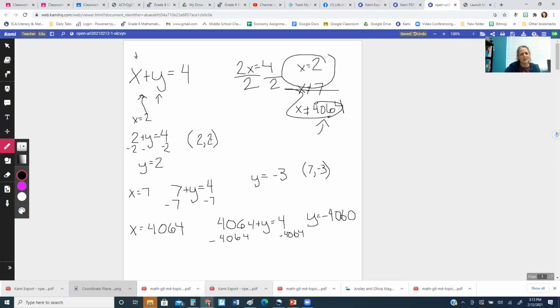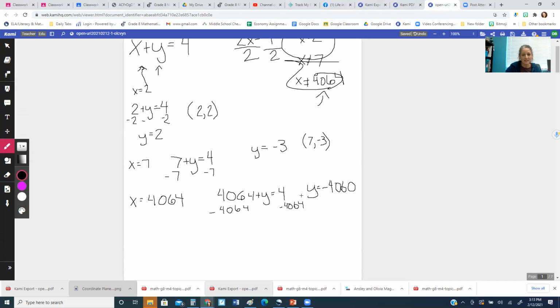But I thought we said that y is 2. And here we said that y is negative 3. Okay, yeah. y is negative 3 when x is 7. y is 2 when x is 2. y is negative 4,060 when x is positive 4,064. y depends on x, because y is the dependent variable most of the time.